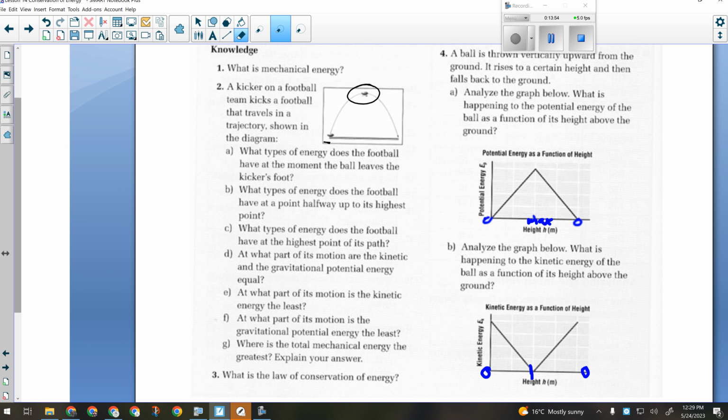Would it have any kinetic? I think it would. It's still moving, right? When you kick a football, it doesn't go straight up in the air unless you kick it straight up in the air. In a football game, if you kick it straight up in the air, someone's going to run you down. So you kick it forward. So it's still moving forward. It would still have both types of energy at that point. But a lot of people will say only potential because they're picturing it going straight up in the air. This is still moving forward.